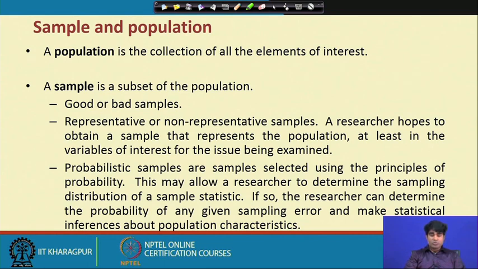The sample will be a good representative, or sometimes a non-representative sample. A researcher has to obtain a sample that represents the population. The idea is to pick up one sample after another, and then give conclusions or findings that are general in nature and population specific. That means it is a kind of method of induction. You proceed one step after another.